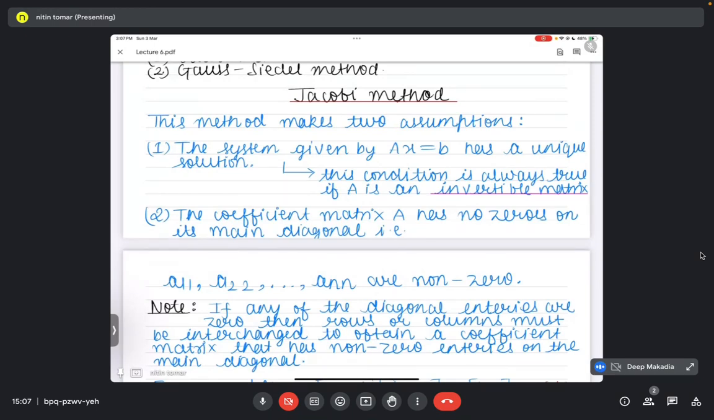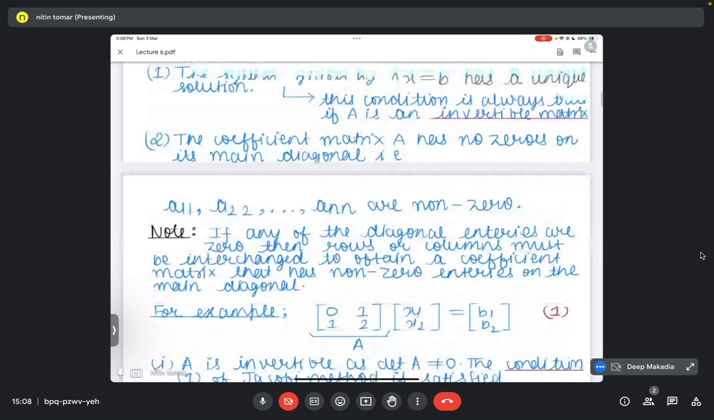So these are the two assumptions: that Ax equal to b will have a unique solution, and the second assumption is that the diagonal entries should be non-zero. Keeping these things in mind, we proceed with the Jacobi method.